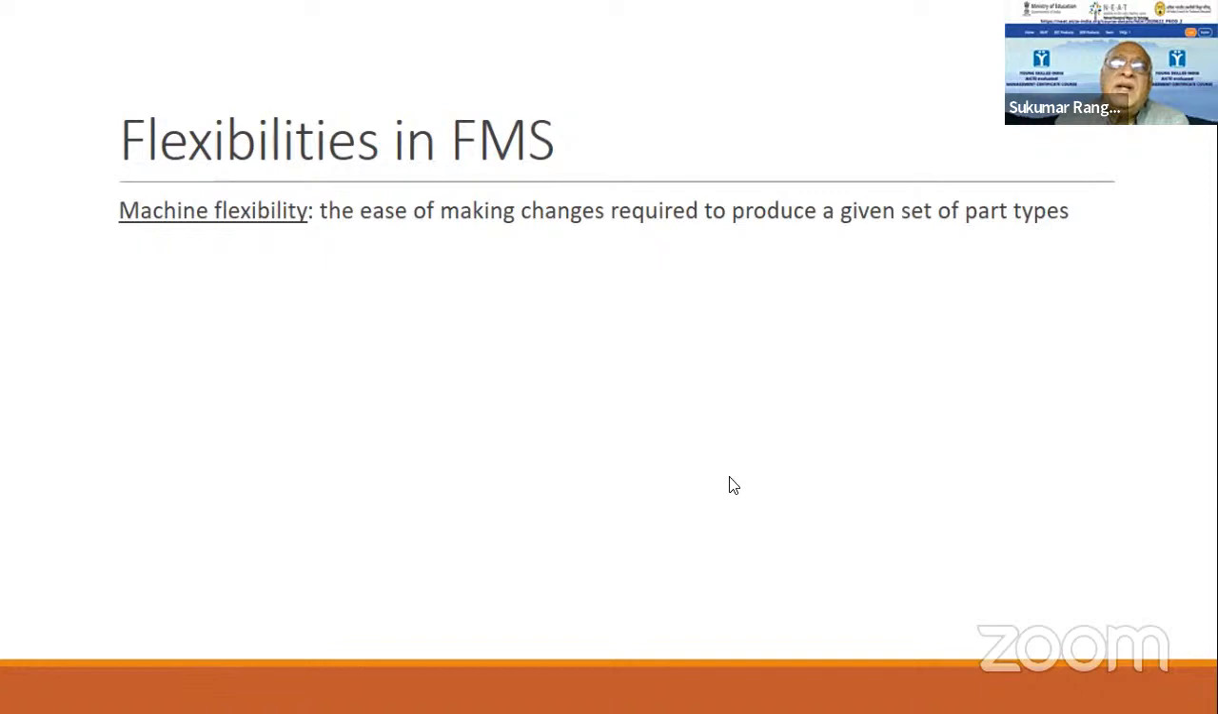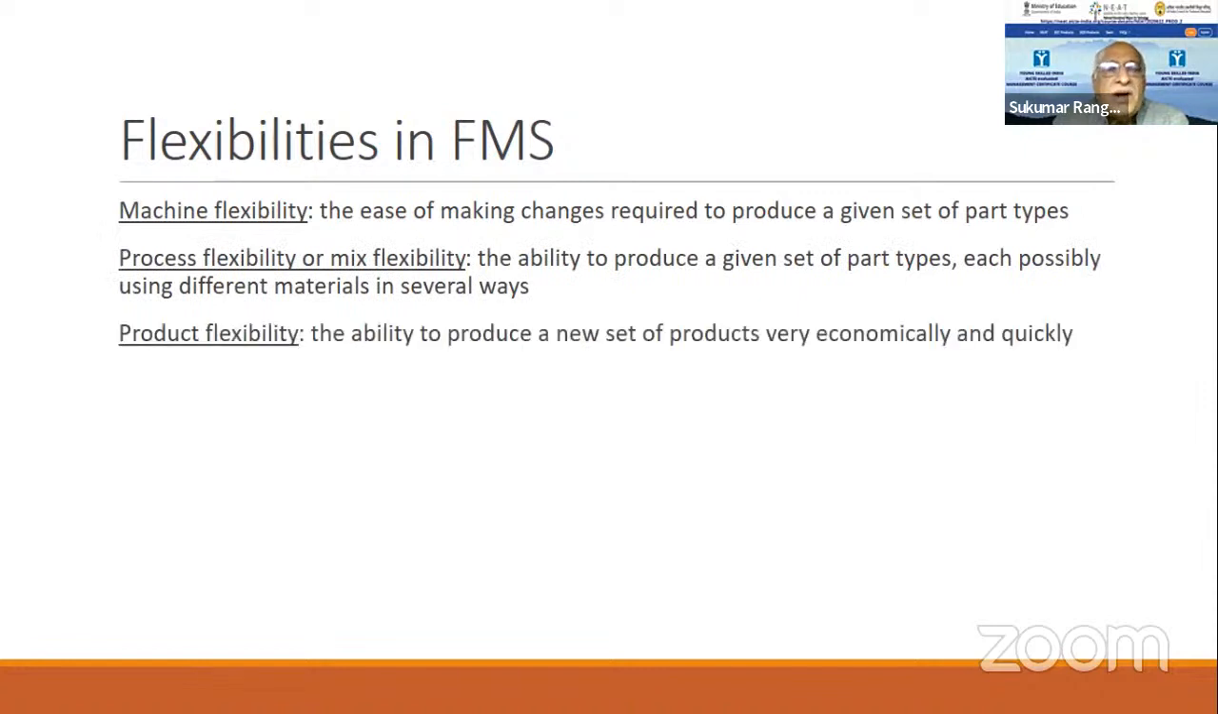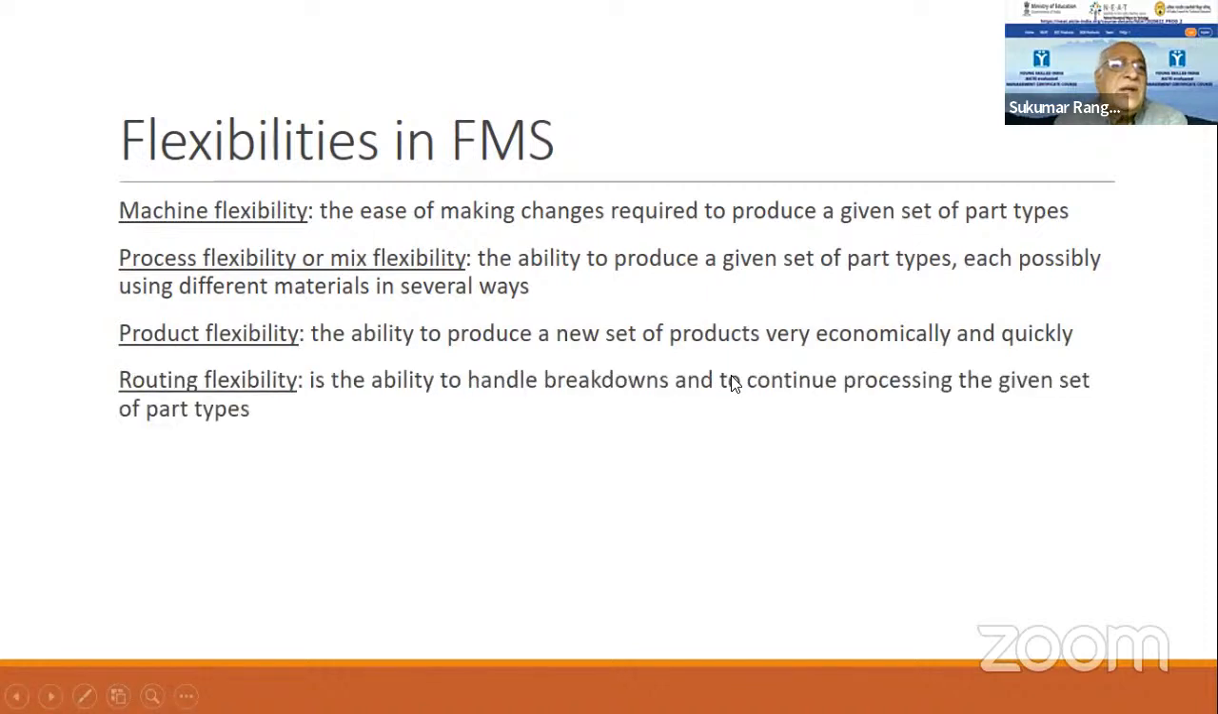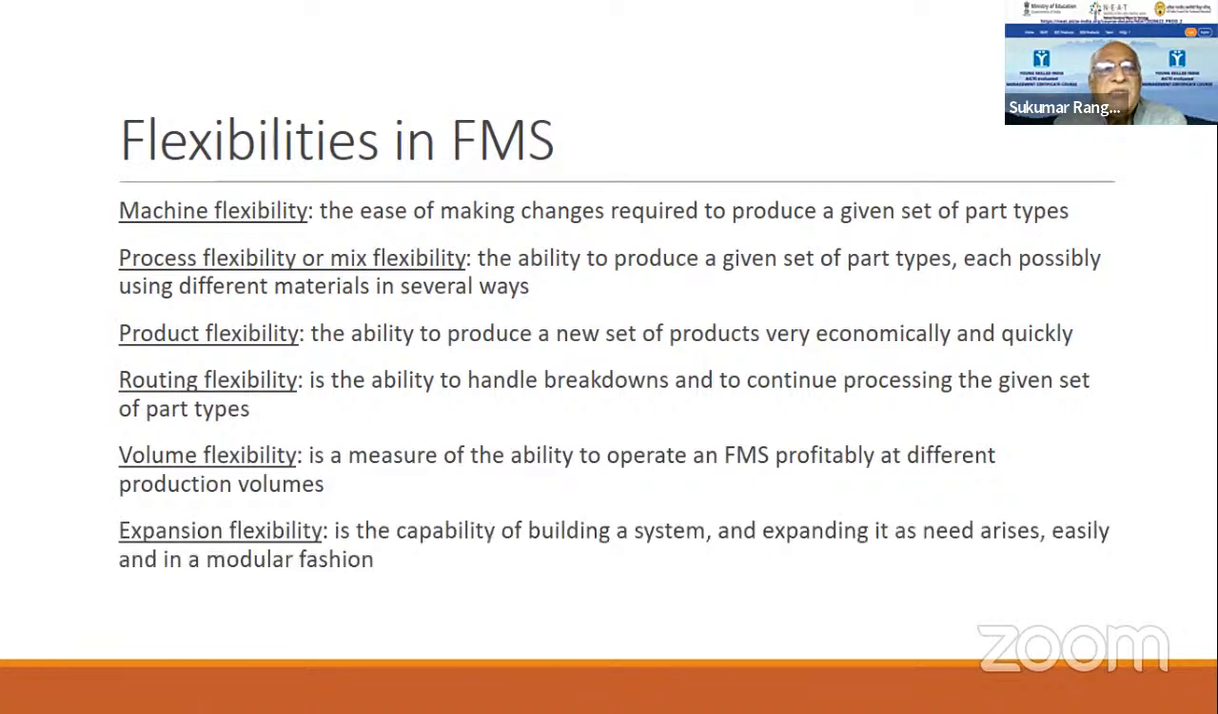One is the machine flexibility, because it is not made for only one part. It could be a family of parts, and those changes in those settings can be done. Process flexibility, product flexibility, a family of products, different types of products, as you saw in that thing. Routing flexibility, that in case of breakdowns, it goes to a different route. Volume flexibility and expansion flexibility.